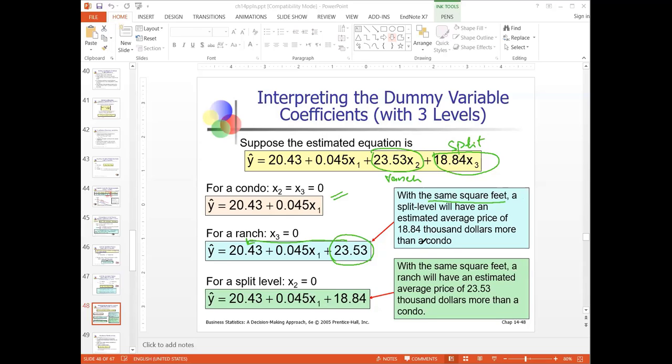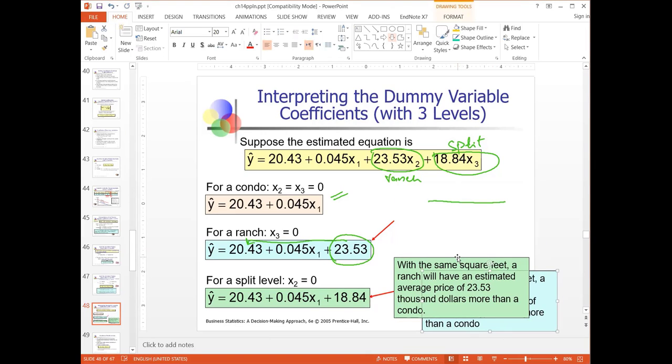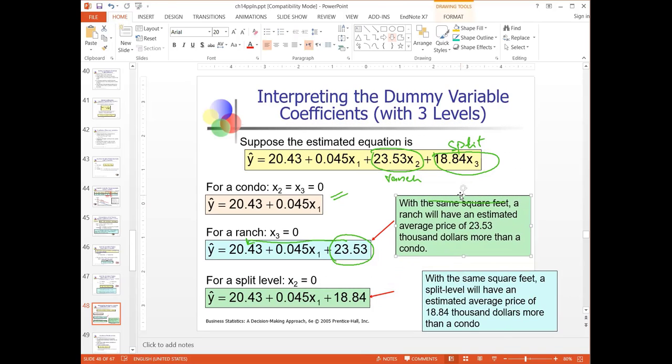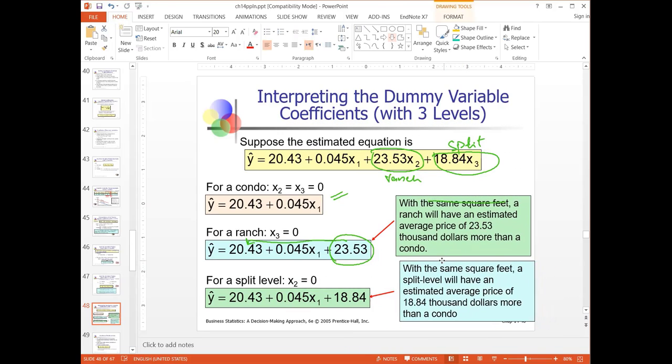It is wrongly written here. So a split level house is, yes, it is not a ranch. So it is a split level house. So it should be x2 equal to 0 here. So it's a typo here, so let me correct it. If a house is a ranch, it should be x3 equal to 0. That is right. But this should come down and this should come up. Okay, so then it will be correct.